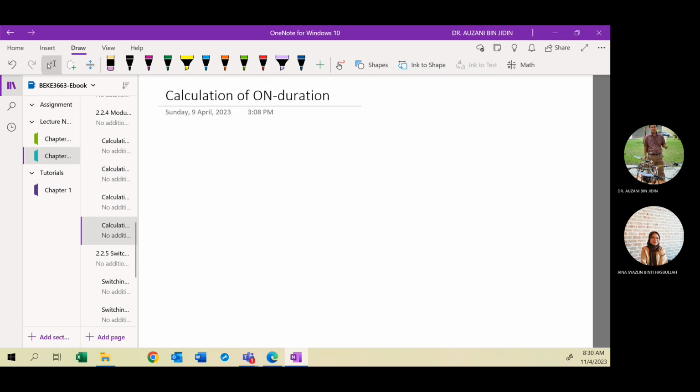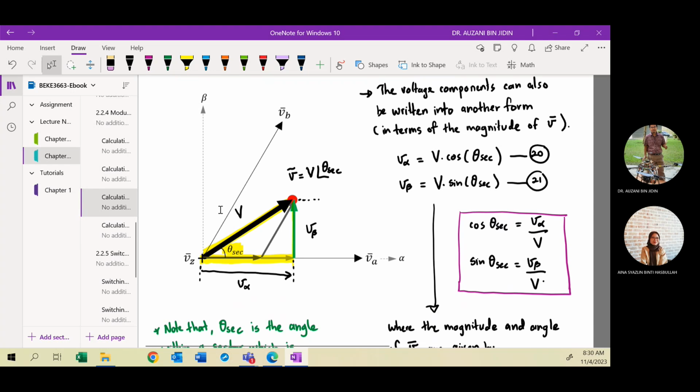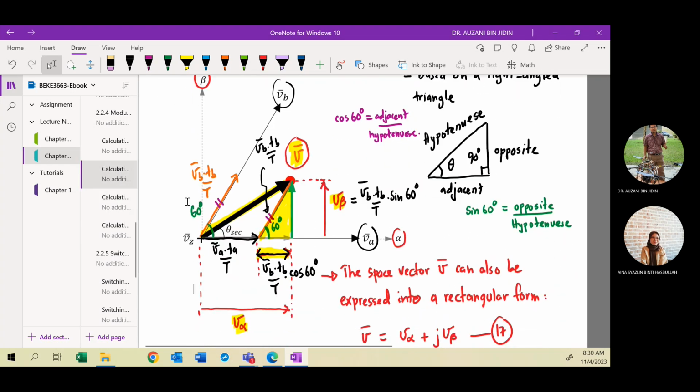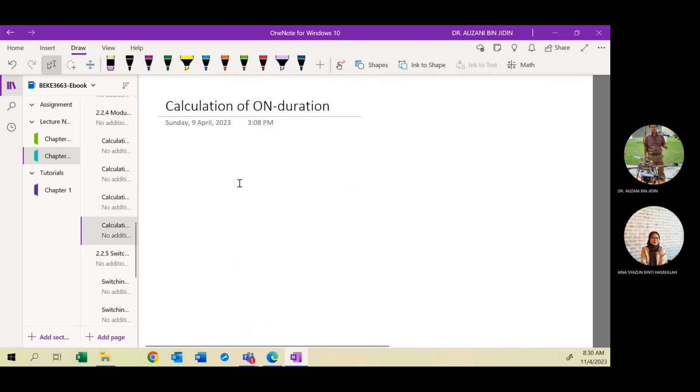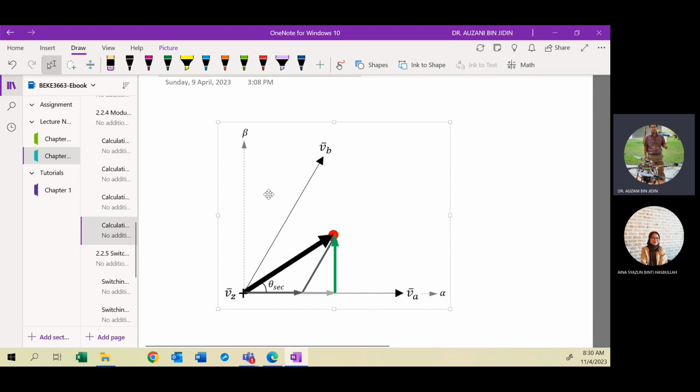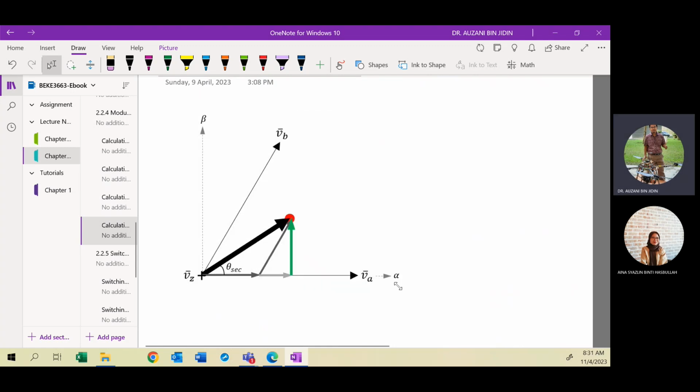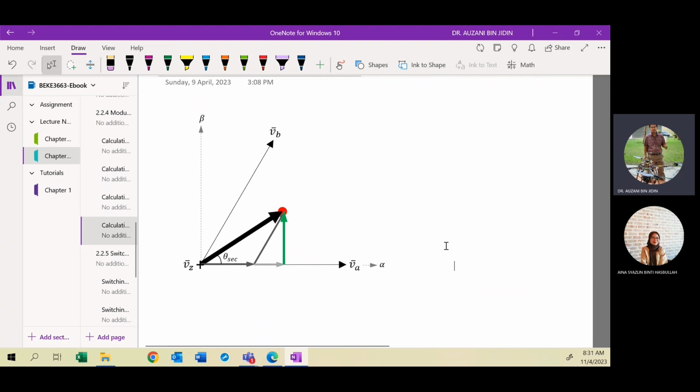Okay, this page. Can I copy this blank page? I give you this blank page, right? So maybe we can redraw. Now you try to redraw the diagram. Maybe we just revise. So this is your space vector. So remember, this is your space vector.